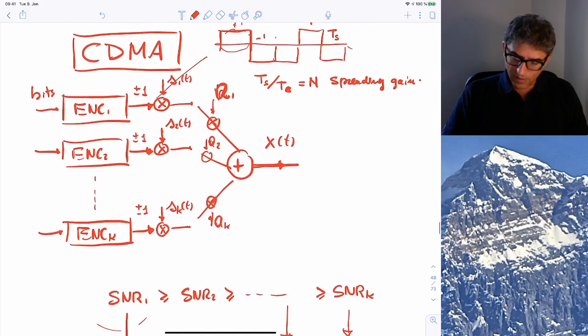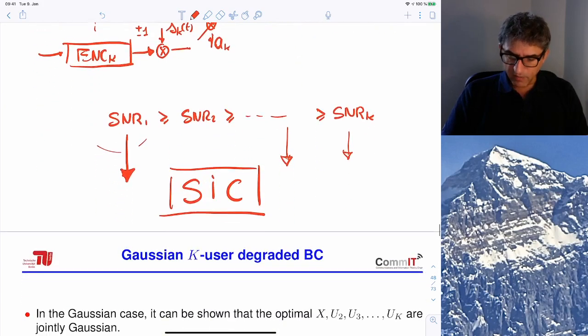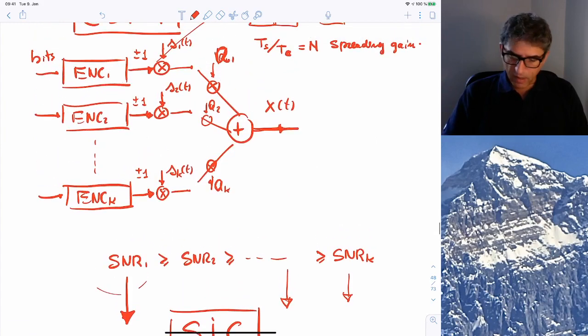In fact, it's not okay. We have to make a lot of distinctions here in the practical world. Successive interference cancellation is used in certain circumstances, but it's not of very common use. So typically, people in CDMA systems use a suboptimal decoder, which does not achieve the capacity region, for which every user treats everybody else as noise without trying to cancel interference coming from the signals of the worse users.